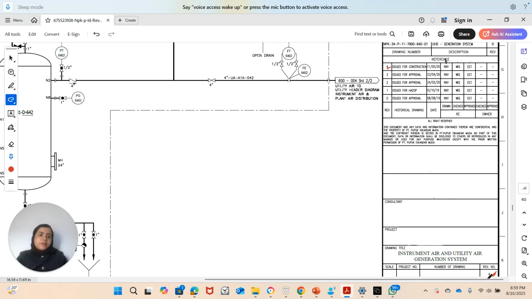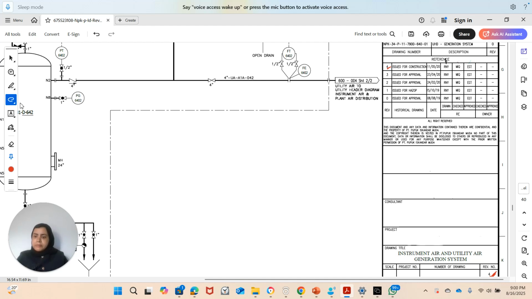If you are seeing here 3, the latest revision should be 3. You should not have any inconsistency between what is placed here in the title block and what is actually in the revision block. And as you can see here, there are different issues, different revisions. There is one issued for construction, one issued for approval, HAZOP. So we will look into those concepts right now.